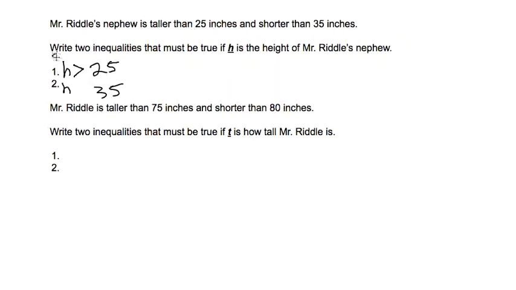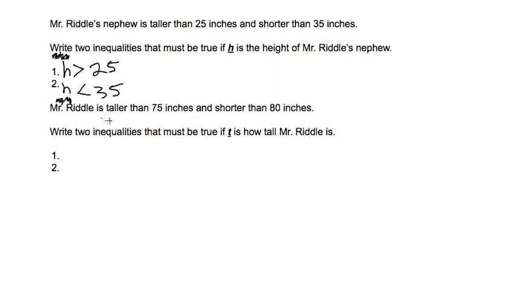So if we plugged in 26 here, we know that 26 is greater than 25, so our symbol here should be a greater than symbol. Now, if the nephew is shorter than 35 inches, that means that if we plug in a value that's shorter than 35, let's say 34 inches, we know that 34 is less than 35. So we just pick a number that we know fits in with our situation here, point the inequality symbol to the right side, and then we put h in instead of that number. So in this case here, we have h is greater than 25 and h is less than 35.